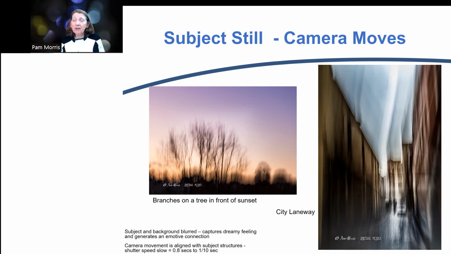Sometimes we have unintentional camera movement. When I broke my wrist recently and we went into Chinatown, that's one of the images there on the right.